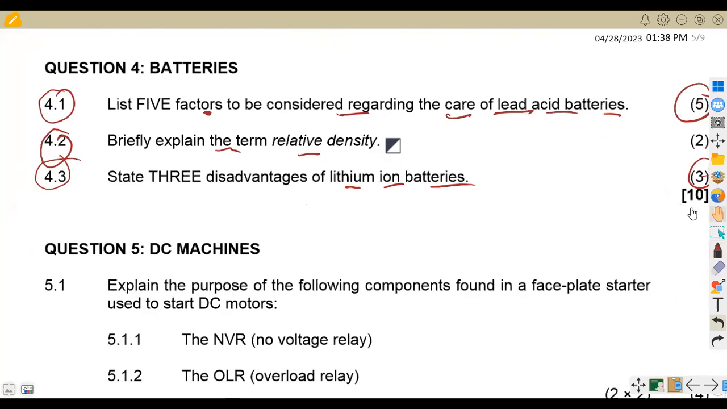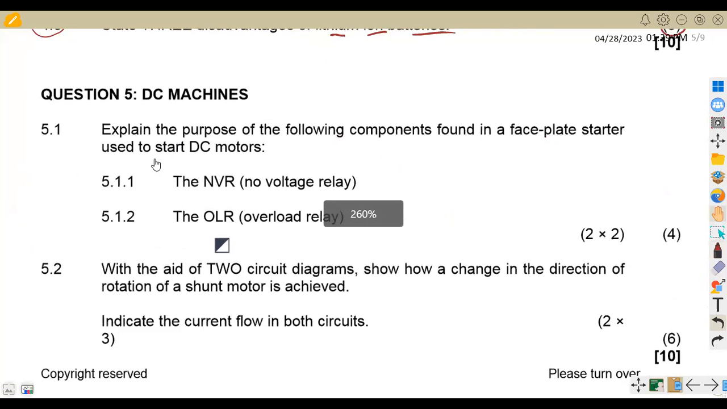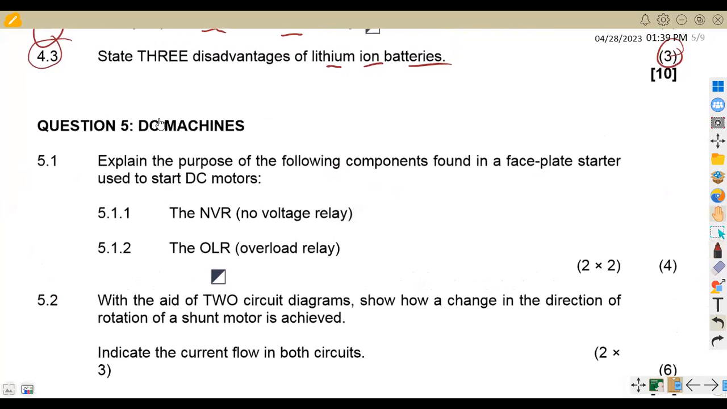So that was 10 marks on this question on batteries. On question 5, we are given a condition on DC machines. So these are DC machines having a total of 10 marks. So everything is direct here. We are given 5.1 to explain the purpose of the following components found in the faceplate starter. So remember that the faceplate starter actually is there for starting purposes, to limit the high currents which are needed. So in this case, we are asked to explain the purpose of these components which are part of the circuit.